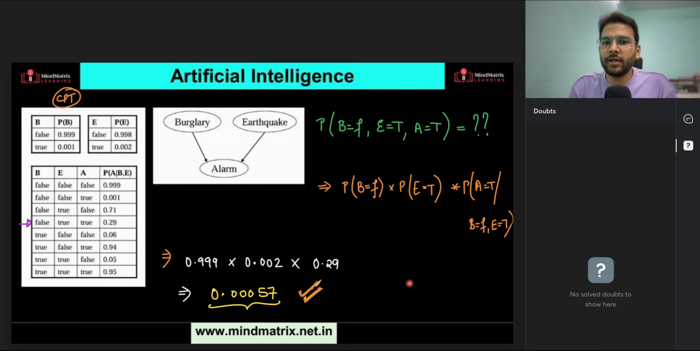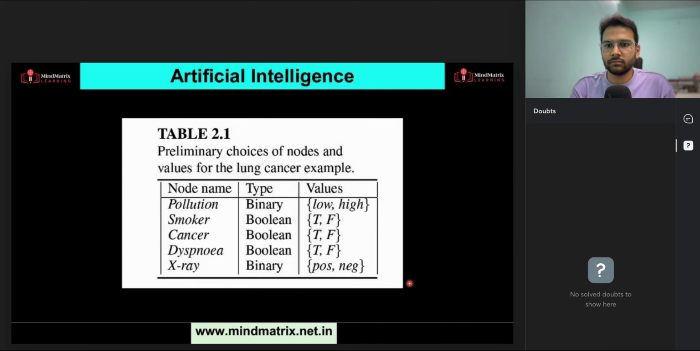Is this clear? If you carefully observe, there can be many questions possible here. As homework, you can take all those scenarios. Let's say burglary is true, earthquake is true, and alarm is false, alarm will not set off. Like this, you can have multiple examples and try to find out the probabilities based on that. Is this clear? Any doubt, anyone? Okay, fine.